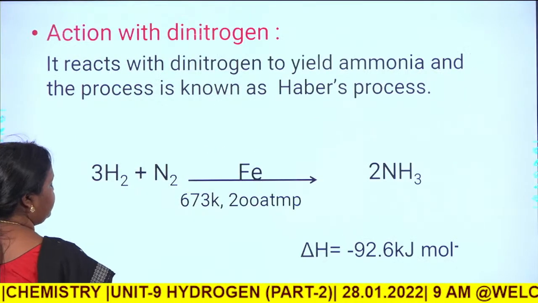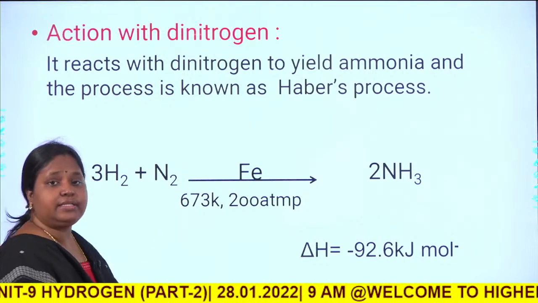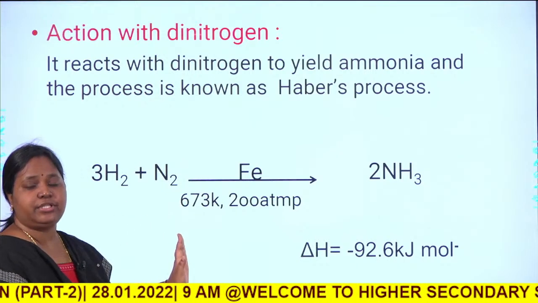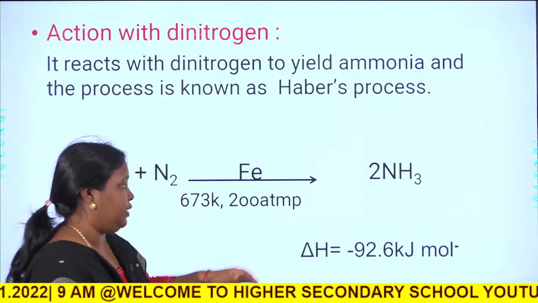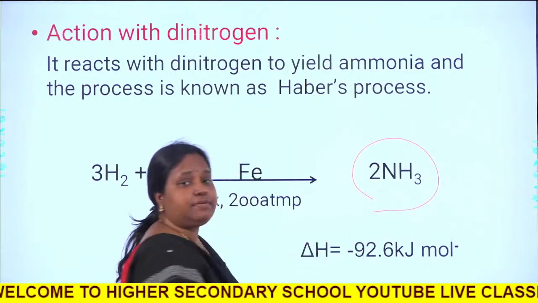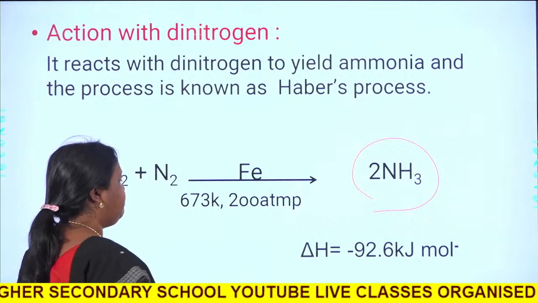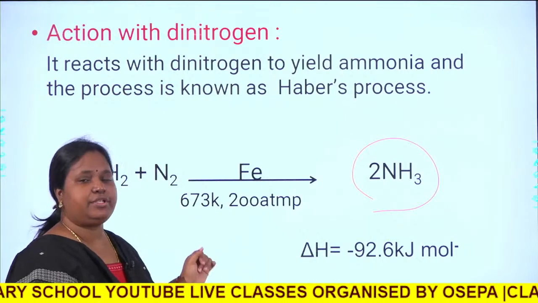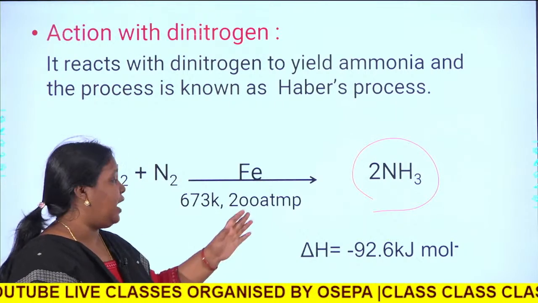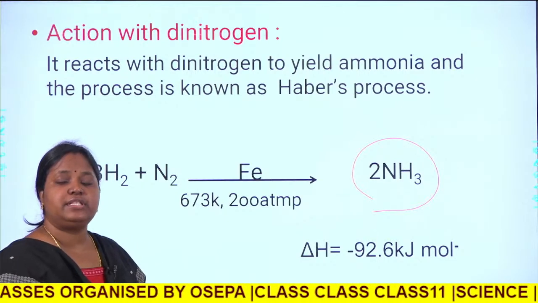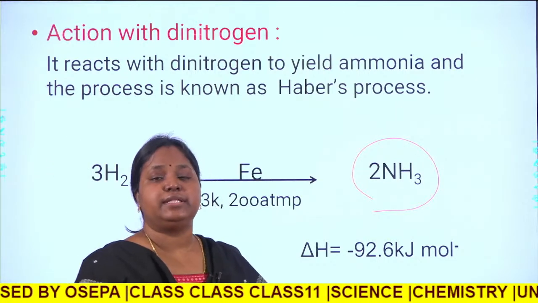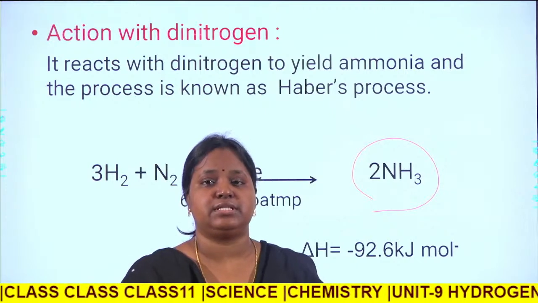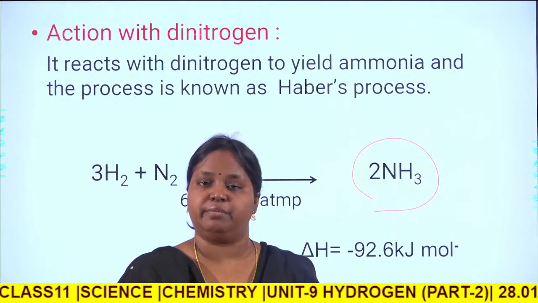Reaction with dinitrogen. This is the reaction of hydrogen with nitrogen to give you ammonia in the presence of iron as the catalyst, and the temperature is 673 Kelvin and pressure is 200 atmosphere. This process is called Haber's process. This is the process of synthesis of ammonia, the industrial method of preparation of ammonia.